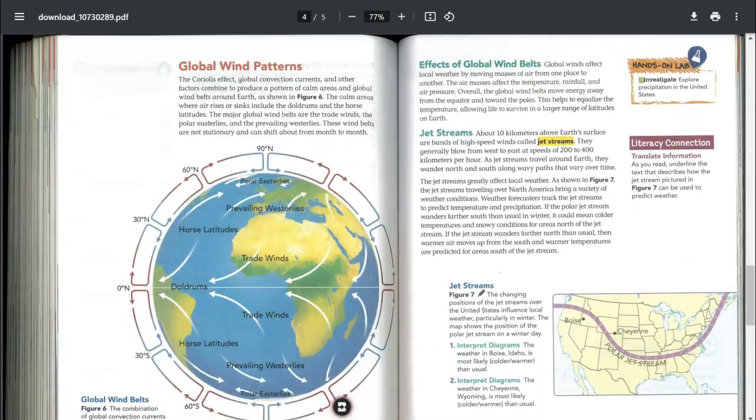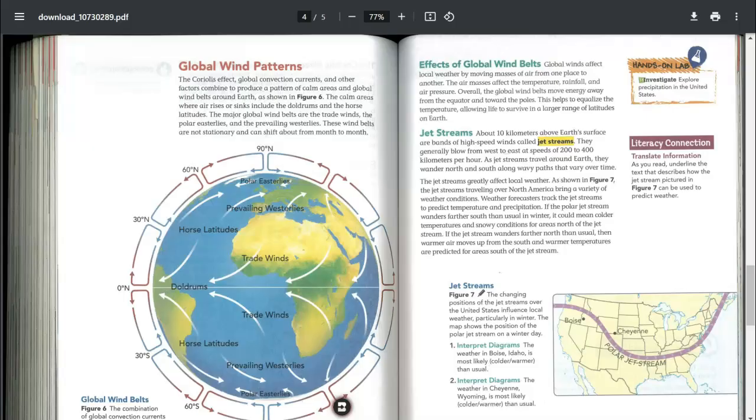Global wind patterns. The Coriolis effect, global convection currents, and other factors combine to produce a pattern of calm areas and global wind belts around Earth, as shown in Figure 6. The calm areas where air rises or sinks include the doldrums and the horse latitudes. The major global wind belts are the trade winds, the polar easterlies, and the prevailing westerlies. These wind belts are not stationary and can shift about from month to month.